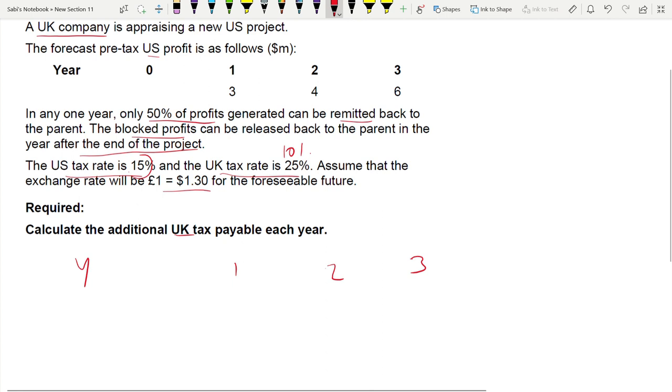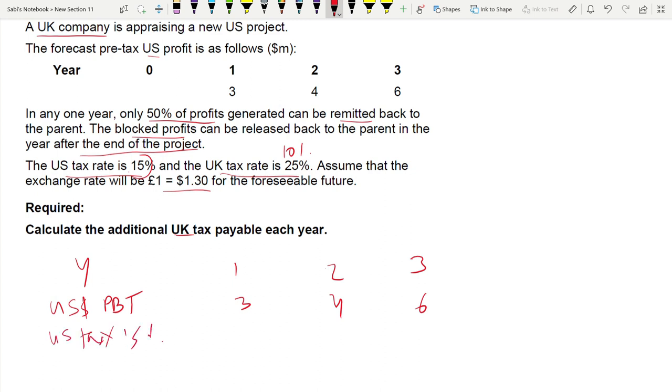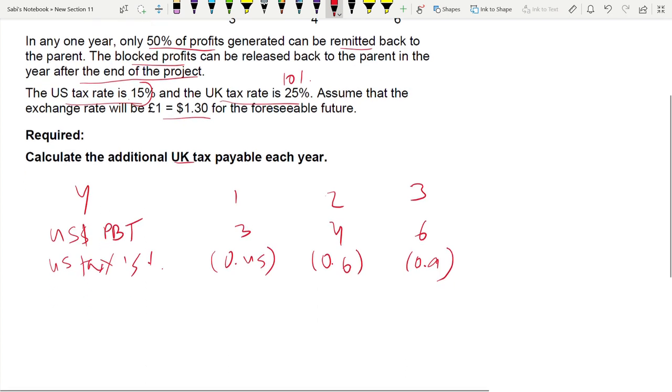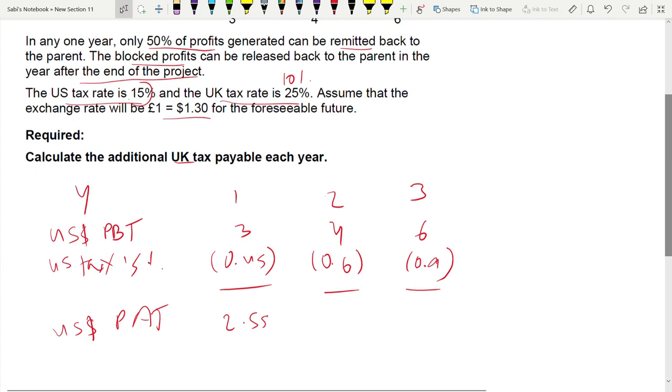Start with the US dollar profit before tax. Just take the number as it is, 3, 4, and 6 million. Apply the US tax on it, which is 15%. 15% of 3, 15% of 4, 15% of 6, which will be 0.45, 0.6, and 0.9. So after you deduct it, what you get is US profit after tax, PAT, which is 2.55, 3.4, 5.1.